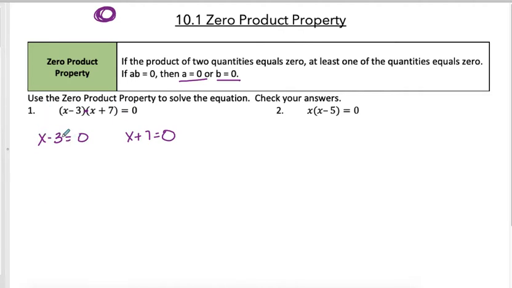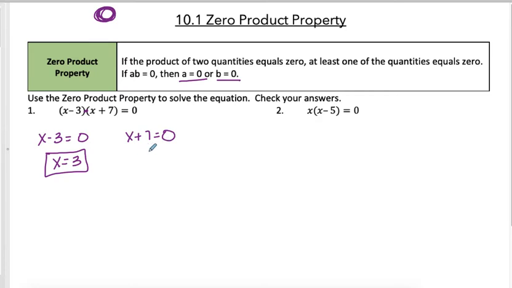And so what we can do now is we have one-step equations. I'm going to add the 3 over, and it says if x equals 3, then the whole thing will be 0. And we can check our answer by plugging in. 3 minus 3, there's my 0. So I know 0 times, even though 3 plus 7 is 10, 0 times 10 is 0. That's a solution. x equals 3.